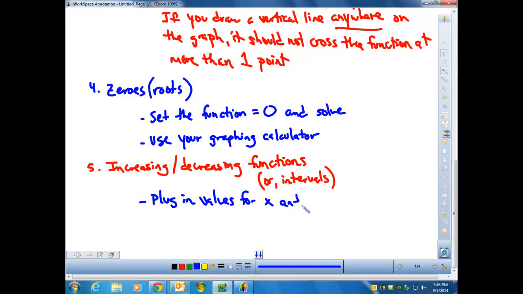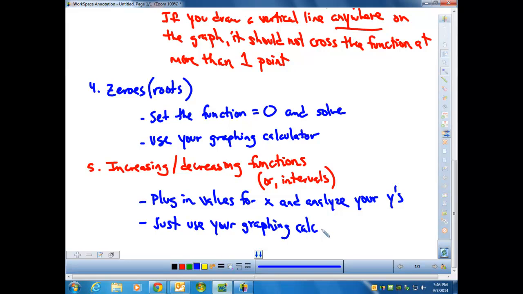So you can choose to do a very low-tech approach and just plug in some values for x and see what happens to your y values that come out. Or again, I think you just graph it. That's by far the easiest way to do it. Graph the function and see for yourself. When's it going up? When's it going down? Okay? Not a particularly hard idea, unless you've got a lot of changes. Unless your function goes up and down and up and down, and it occurs at unusual values.